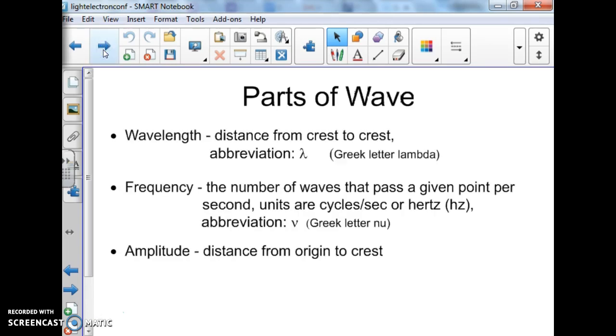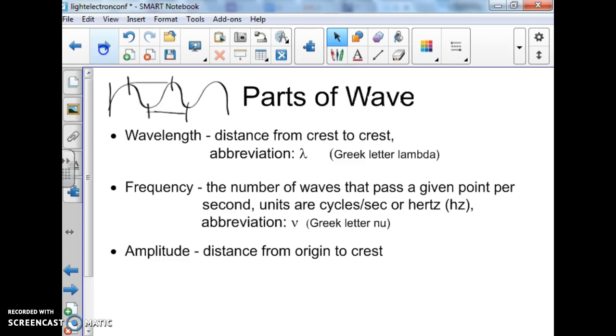So then we're going to look at parts of a wave, okay? Parts of the wave, we have the wavelength. It's the distance from crest to crest or trough to trough. If you think about what a wave looks like, so here is a wave, right? Crest to crest would be here. That distance is a wavelength. Or I could go from trough to trough, which is the same thing.